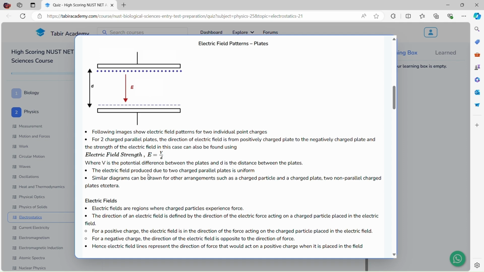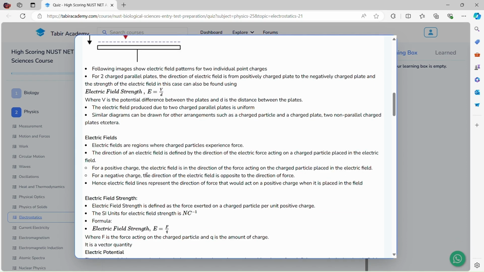Similar diagrams can be drawn for other arrangements such as a charged particle and a charged plate, two non-parallel charged plates, etc. Electric fields: the regions where charged particles experience force. The direction of an electric field is defined by the direction of the electric force acting on a charged particle placed in the electric field.